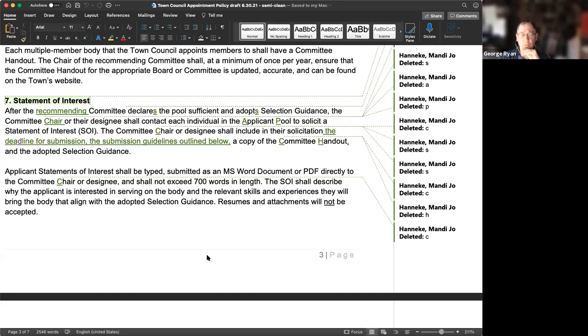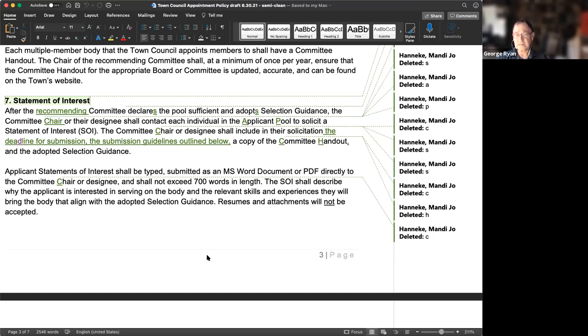Because it's selection guidance, the one thing that I really want people to do, when I get these SOIs, is to read it and address it. But I think this sentence really makes that clear. So I was thinking adding a phrase which says the SOI shall address the selection guidance. Why you're interested is fine. Relevant skills and experience is fine. But what I really want them to do is respond or at least say something about selection guidance.